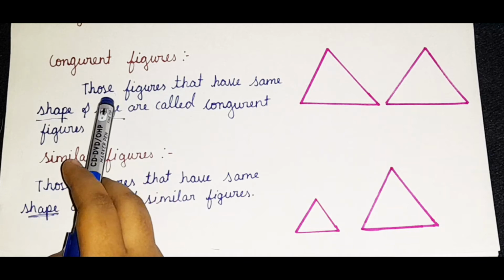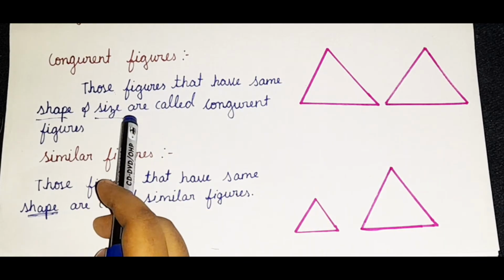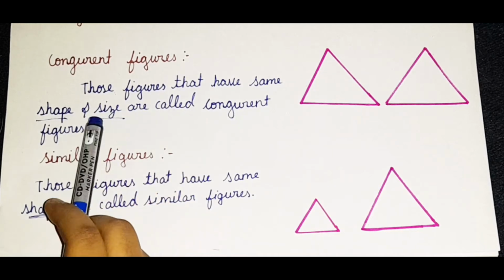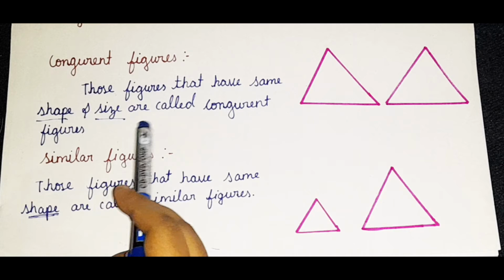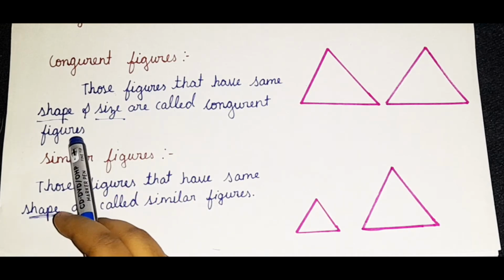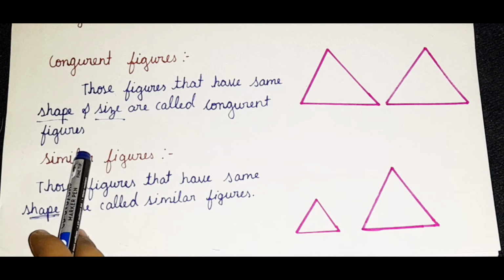Those figures that have same shape and size are called congruent figures. So what does it mean, same shape and same size?